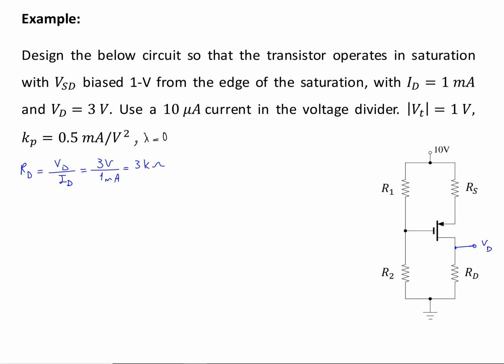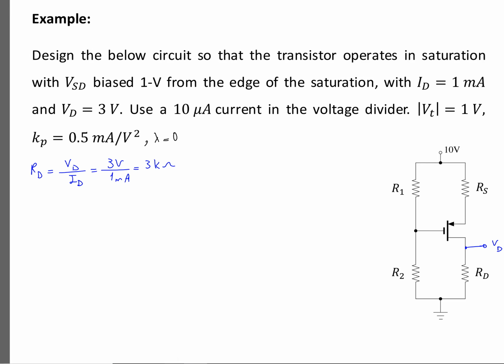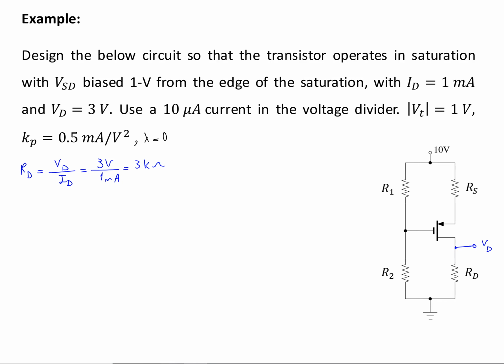So I'm going to use the drain equation, or ID, to find the V overdrive value. So ID is equal to 1 over 2 Kp multiplied by V overdrive to the power of 2. Lambda is equal to 0. There I have 1 milliamp equals 1 over 2 multiplied by 0.5 milliamp per volt squared multiplied by V overdrive to the power of 2. From there, V overdrive can be calculated to be equal to 2 volts.